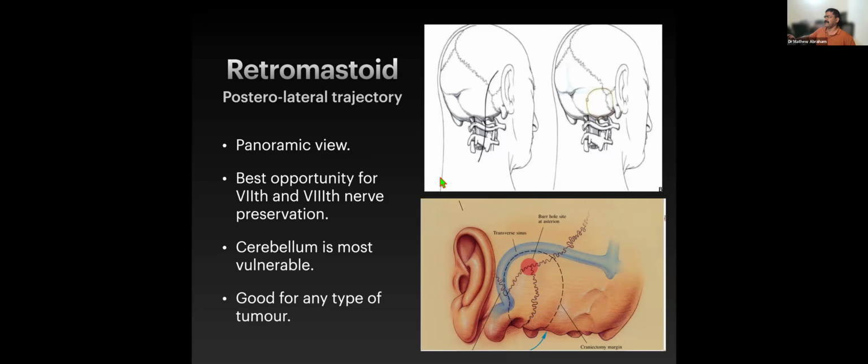You can see the entire CP angle. It is the best opportunity for preserving all the nerves because none of the nerves are affected during the exposure. However, the problem is the cerebellum. The main victim of a retromastoid approach, particularly in a full brain, is the cerebellum. It is good for any type of tumor, whether small or big, highly vascular, or when you need to preserve nerves, or if it is a bilateral lesion where you just go for a decompression. For all these circumstances, the retromastoid approach is effective.